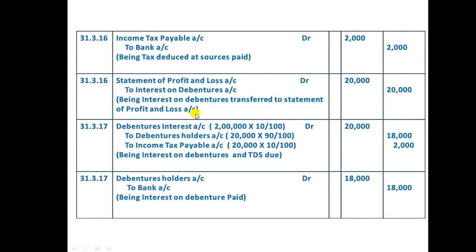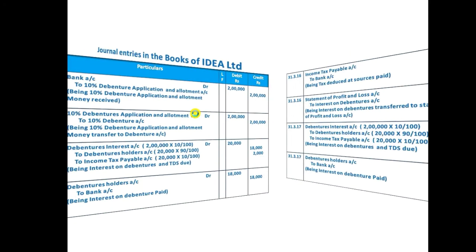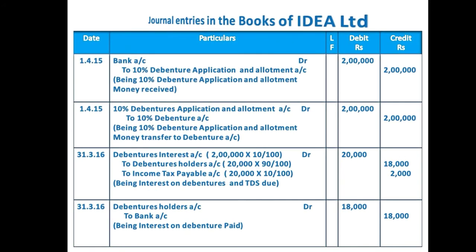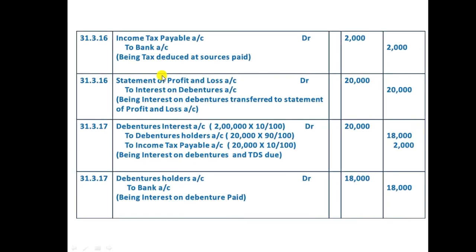So every year, at the time of paying interest, a total of 4 entries will compulsorily come. The first entry at the time of paying interest is the interest due. Then the second entry is for paying interest to the debenture holder, and the third entry is paying income tax to the government, and the fourth entry is transferring the interest to the statement of profit and loss account. And in the second year also, we need to follow the same procedure.